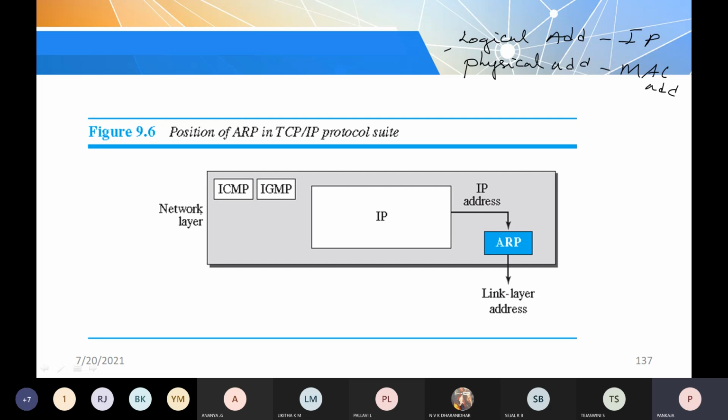You can see this is the network layer. It knows the IP address of that particular device. If it requires converting that into the physical address, then the ARP protocol is required. The ARP protocol takes care of converting this IP address to a link layer address. Link layer address is nothing but the physical address. Don't get confused with the terms.